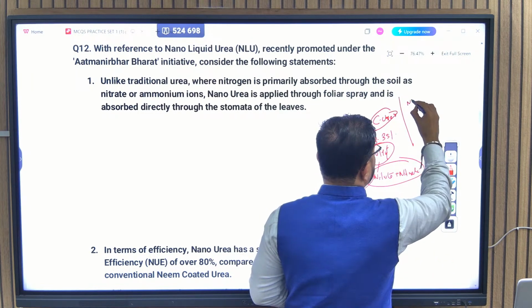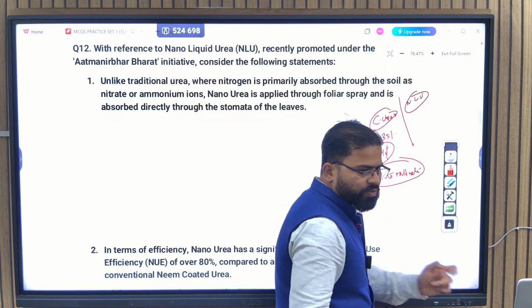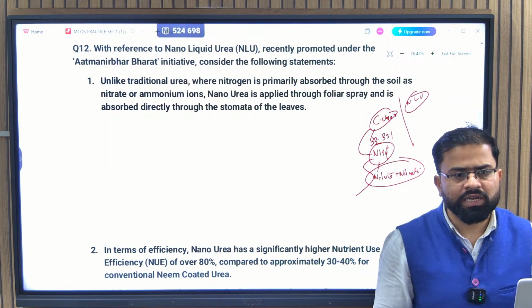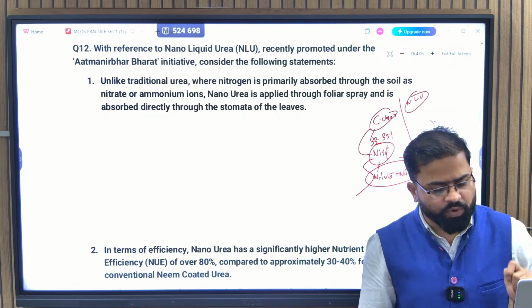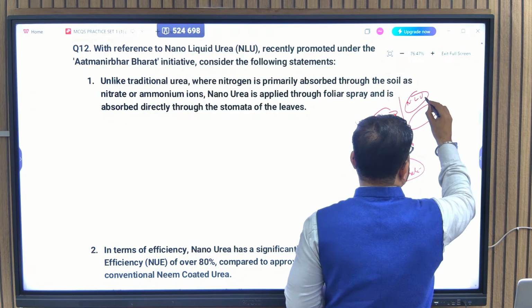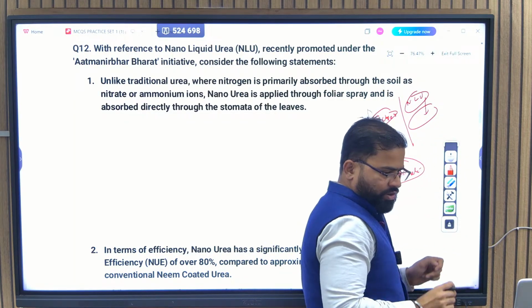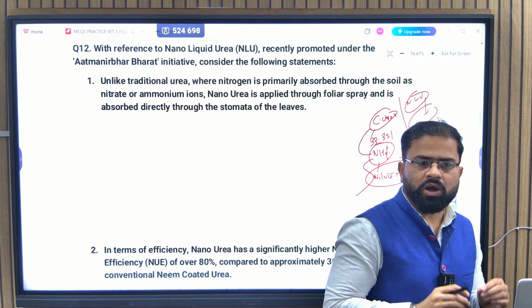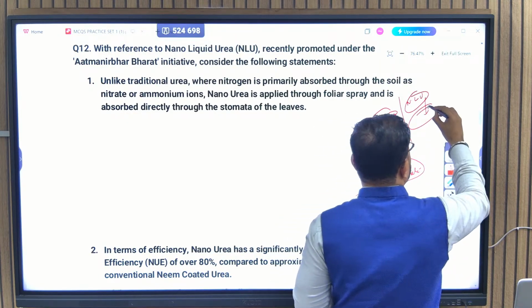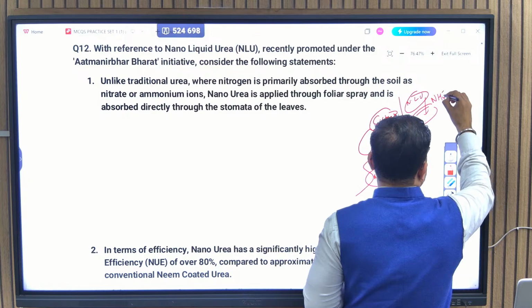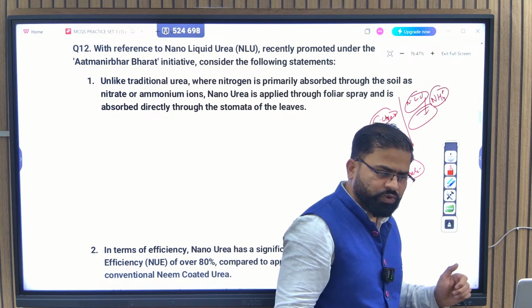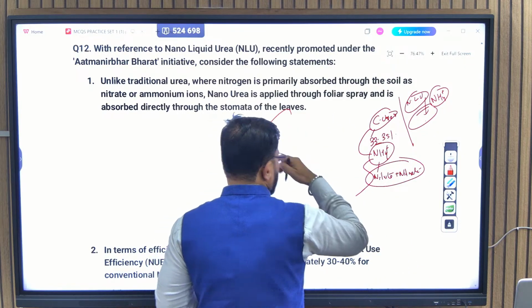But when you talk about nanoliquid urea, since it is spread over the leaves, ultimately it does not have to move into the soil. If it does not have to move into the soil, that means the rhizobium and nitrogen-fixing bacteria won't come into the picture. So it is spread over the leaves and absorbed through the stomata. In the leaves themselves we have the urease enzyme, and because of that this nanoliquid urea will be absorbed as ammonium. This won't get converted into nitrite and nitrate because it is not in the soil. Now, second statement.